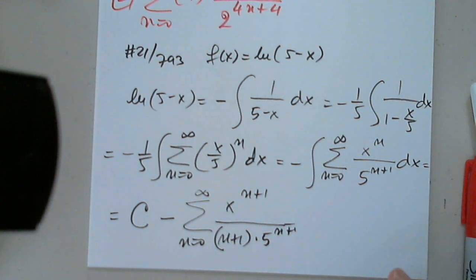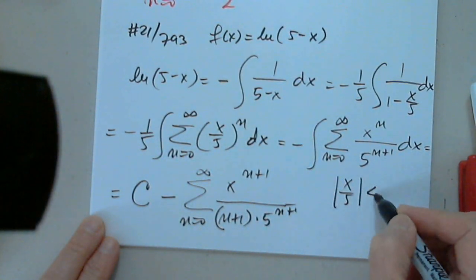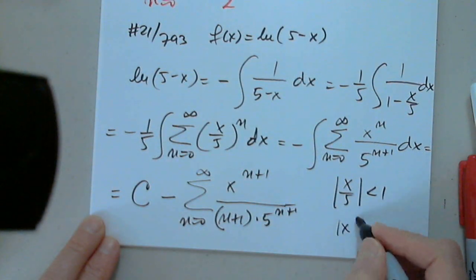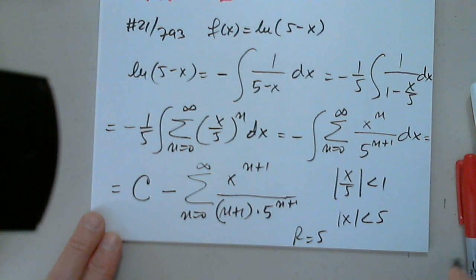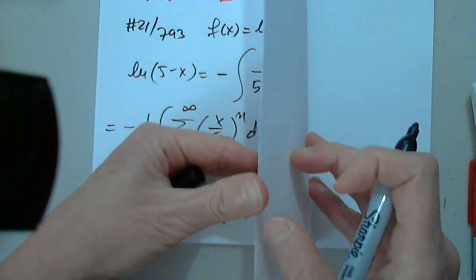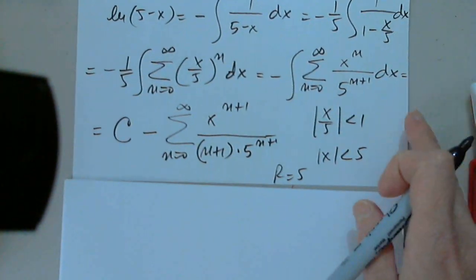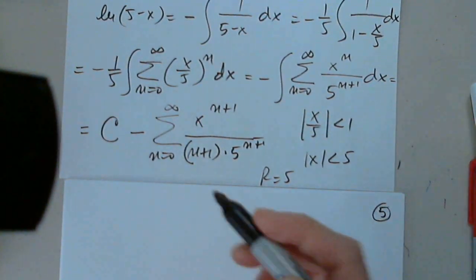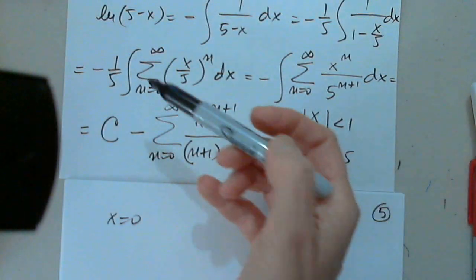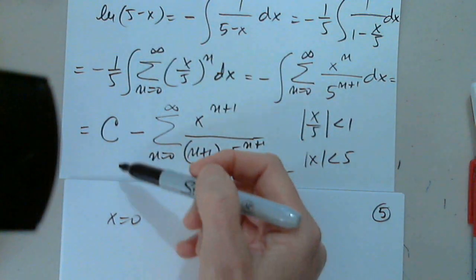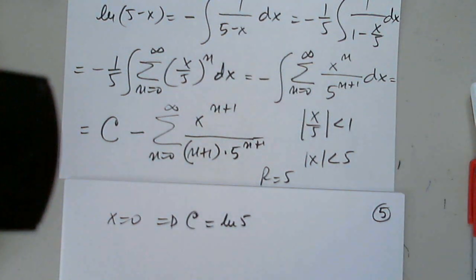Now of course, the absolute value of x over 5 must be less than 1, which means the absolute value of x is less than 5. The radius of convergence is 5. And now let's see if we can determine this constant. When x is 0, 5 minus 0 will be 5, so the constant equals natural log 5.